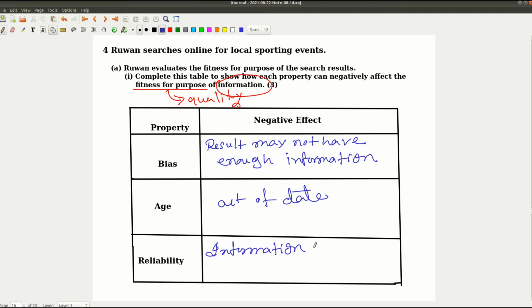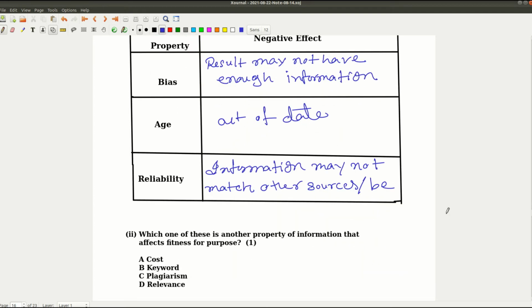Information may not match other sources, or maybe you can just write in short, maybe inconsistent.